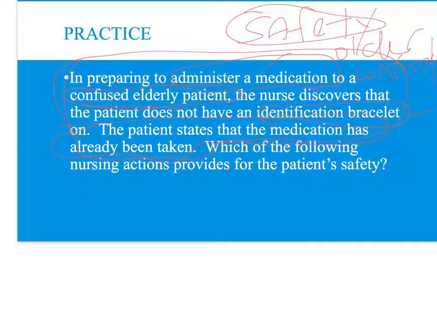So then we look at, what's the question? What is this really asking me? I see the case scenario, the scene that it's telling me, and now I need to know what it's asking me about this case scenario. So it says, which of the following nursing actions provides for the patient's safety? So I understand in my case scenario, some of my problems are that I have a confused elderly patient with no identification, and I'm trying to safely administer medication to this patient. And so they're asking me, how do I safely do this?